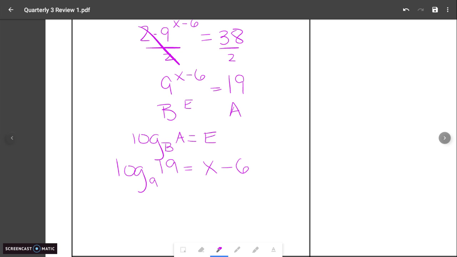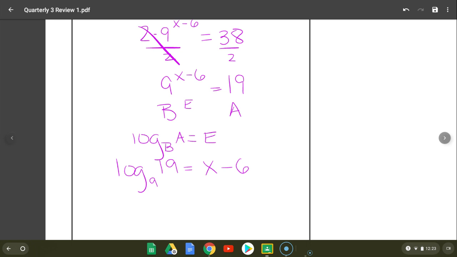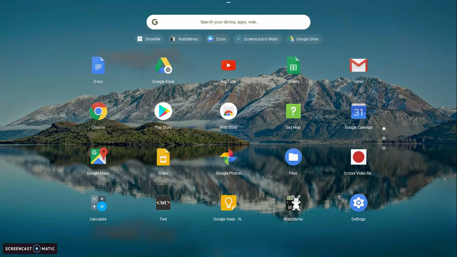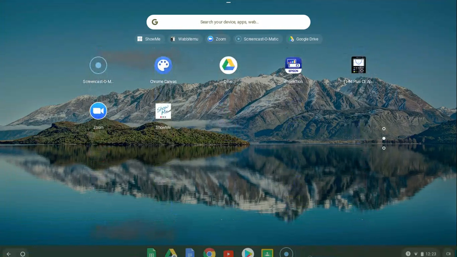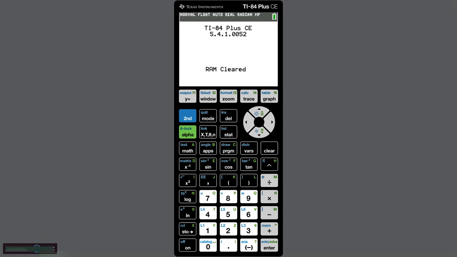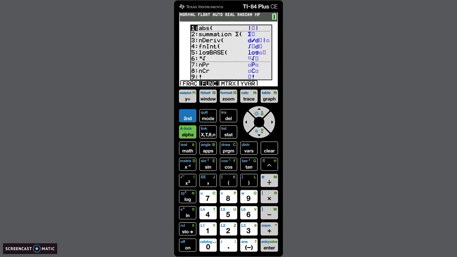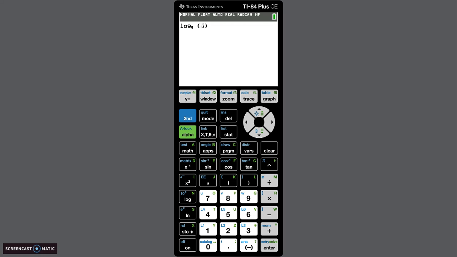equals x minus 6. Now remember, I did say that you could download the graphing calculator, the TI-84 calculator. It is in the Google Classroom under distance learning, the website for it. It's only able to be downloaded onto your Chromebooks. But if you didn't bring your calculator home, here is an option for you. Works the same way as the ones in school. So alpha, window, choice 5 says log base. You can type in that log with a base of 9 to get your answer.